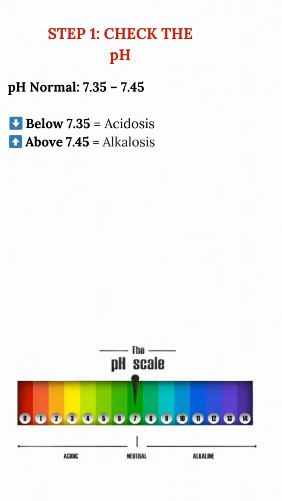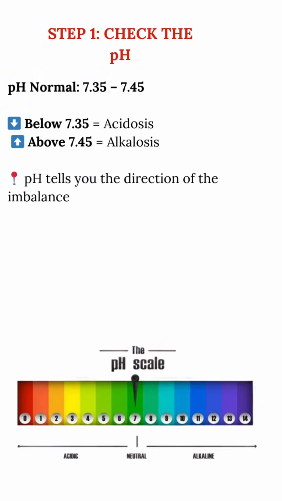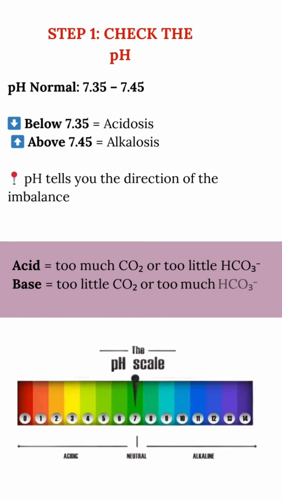So pH is your balance point. CO2 tells you about your respiratory system. Bicarb tells you about your metabolic system. Start with the pH. Below 7.35 means acidosis, too much acid. Above 7.45 means alkalosis, too much base. That gives you the direction of the imbalance.